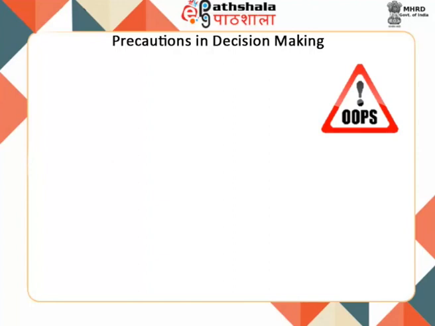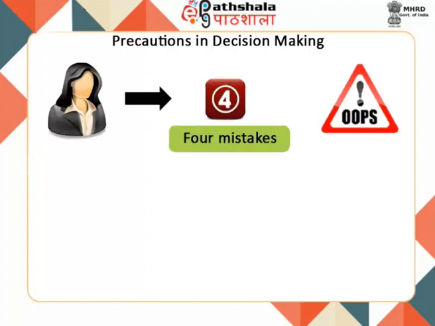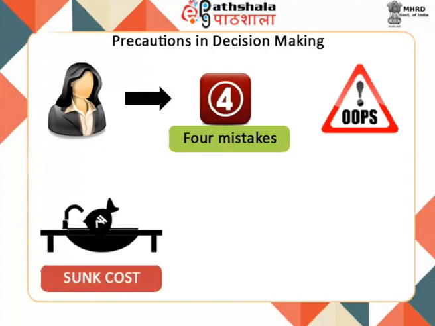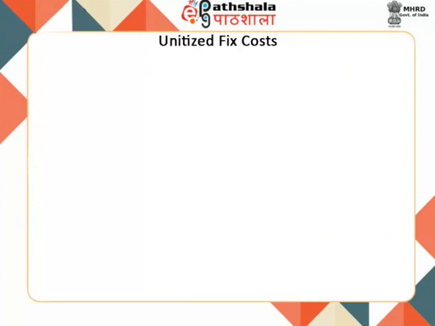Relevant revenues and relevant costs are important variables in the decision making process. Managers must be careful about the four mistakes while taking a decision. These are: sunk costs. Sunk cost is the acquisition cost of an asset minus depreciation. Sunk costs are irrelevant in decision making. Unitized fixed costs.